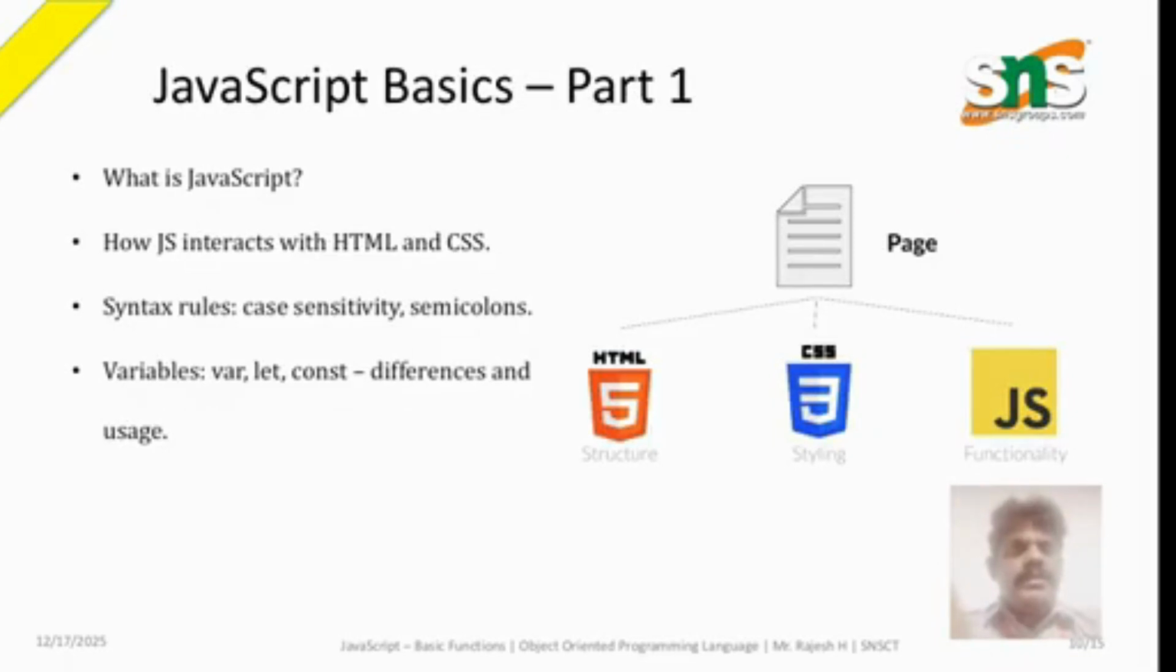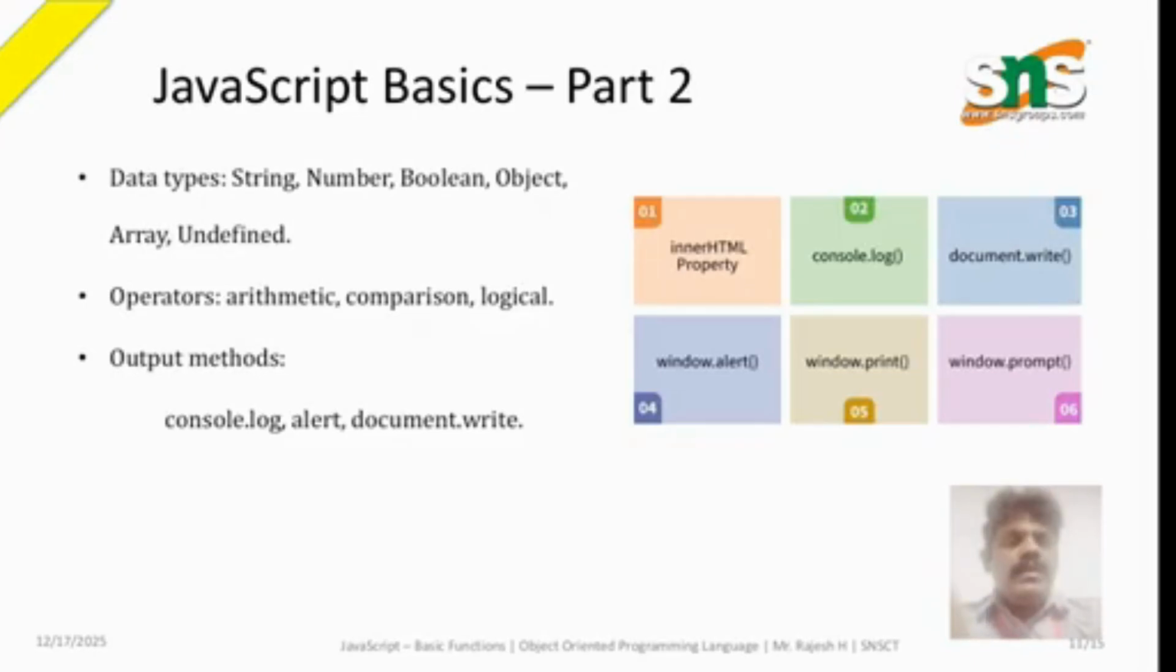So here is what we have gone through in JavaScript basics so far: what JavaScript is, and how JavaScript interacts with HTML, hypertext markup language, and CSS, cascading style sheets. We covered syntax rules, case sensitivity and semicolons, and the differences between the three keywords var, let and const.